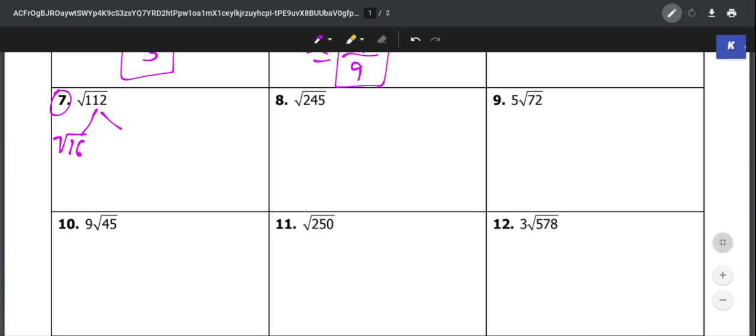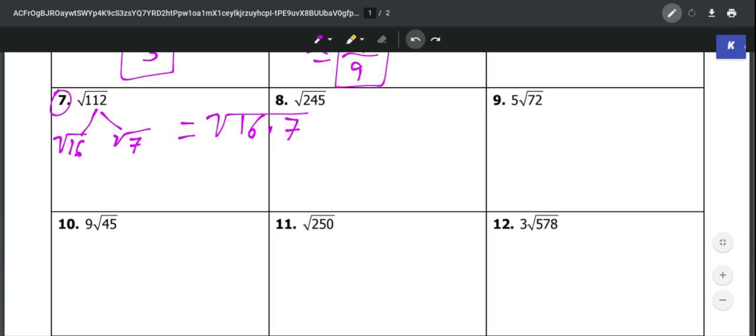16 times 7 is 112, so we could use the square root of 16 times the square root of 7. Or you could also rewrite this like this. I've seen it done this way. I've also seen it done by just breaking down the inside and leaving it under the radical like this, because 16 times 7 is the same thing as 112. I probably prefer it this way. I like doing it this way because I see it better, but you can do either way.